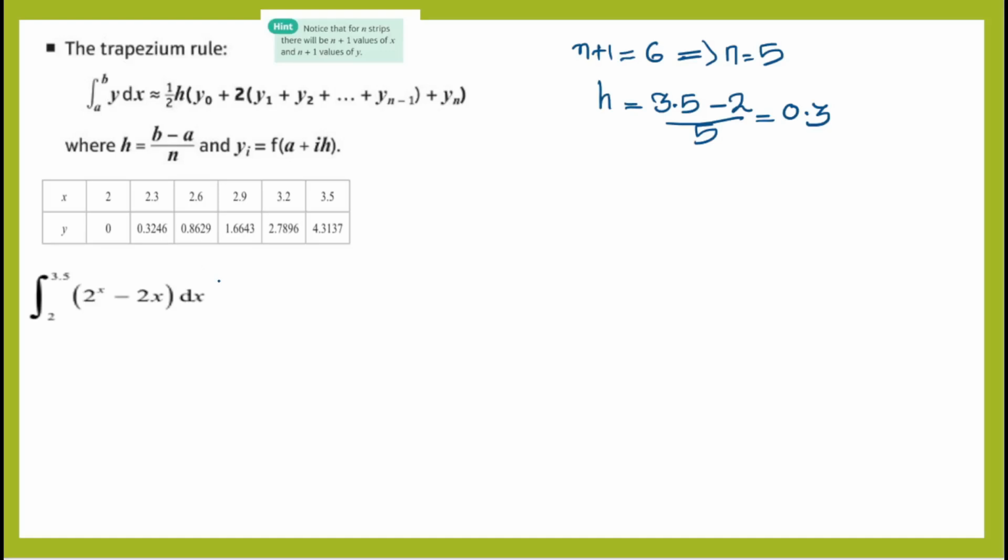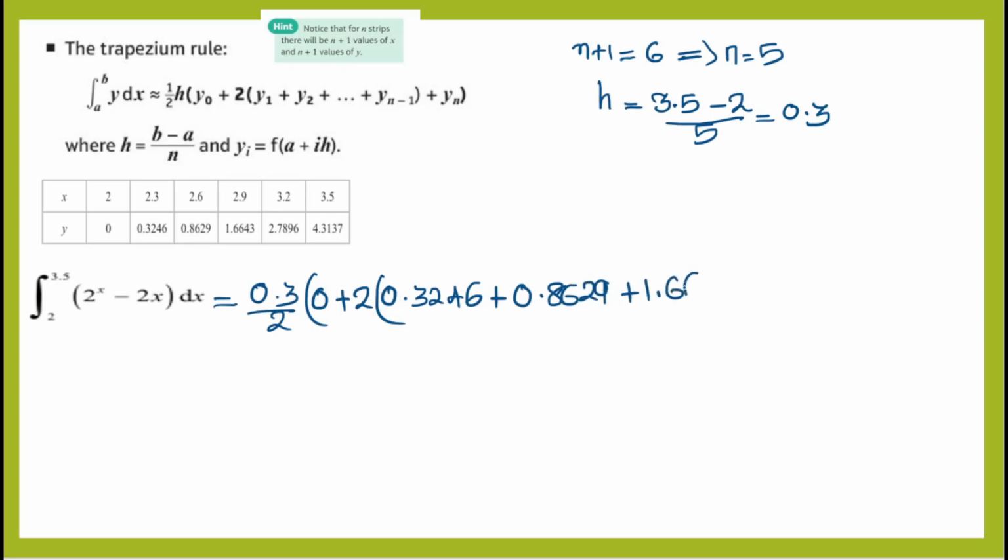Now, integral from 2 to 3.5 of 2 to the power x minus 2x dx equals 0.3 by 2 times 0 plus 2 times 0.3246 plus 0.8629 plus 1.6643 plus 2.7896 plus 4.3137.